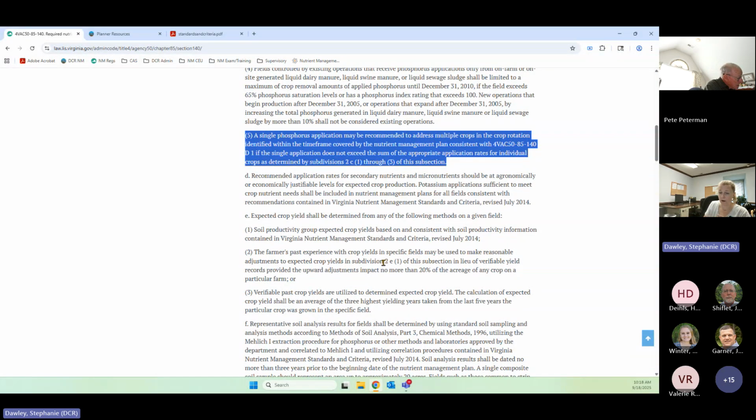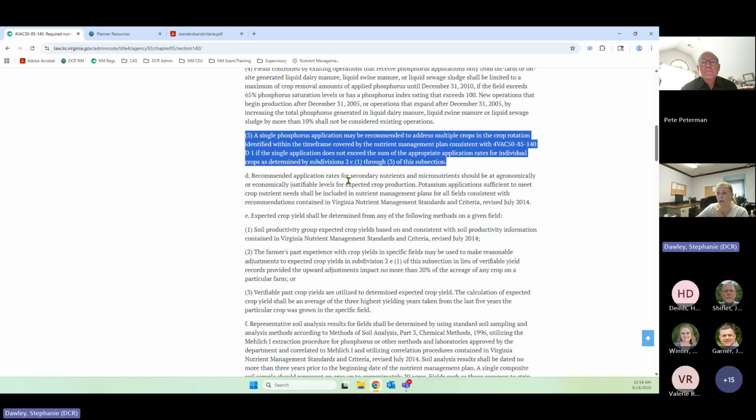So if it's allowable and you want to put down chicken litter in the first year of that plan at the rate to meet your corn needs, your bean needs, your following corn needs, as long as you're not going over that nitrogen rate, you can do that. And you'll see here that it doesn't explicitly mention organic versus inorganic per se.